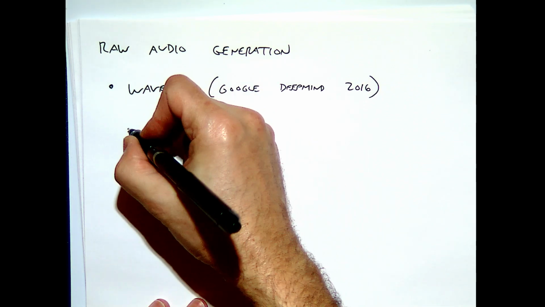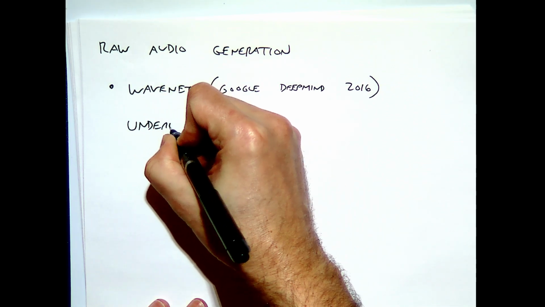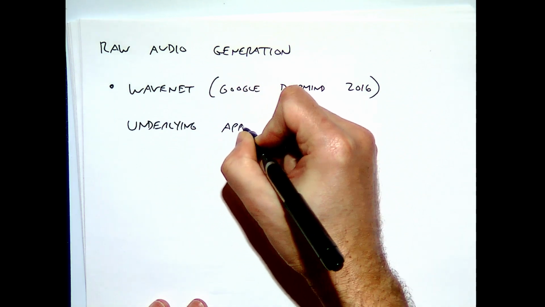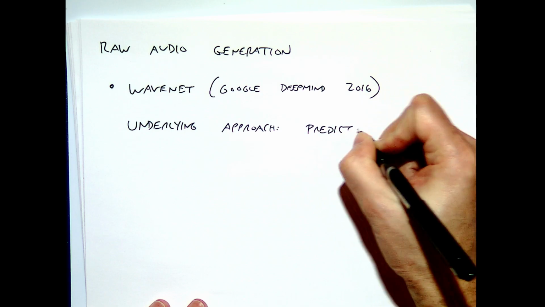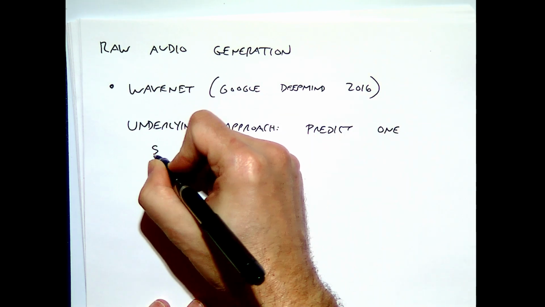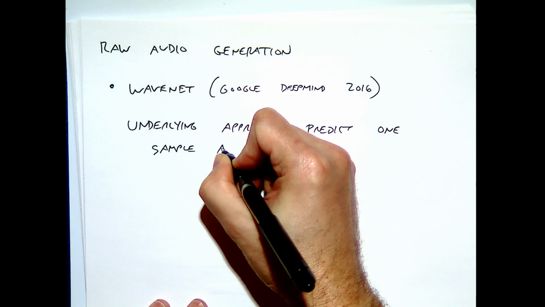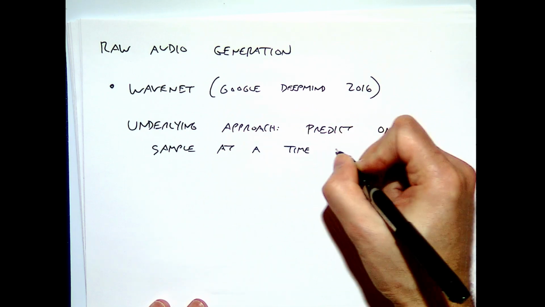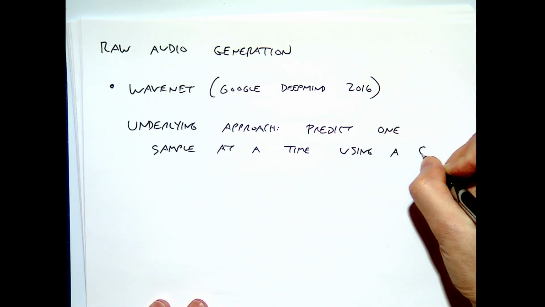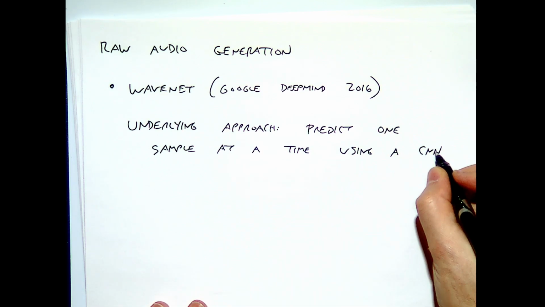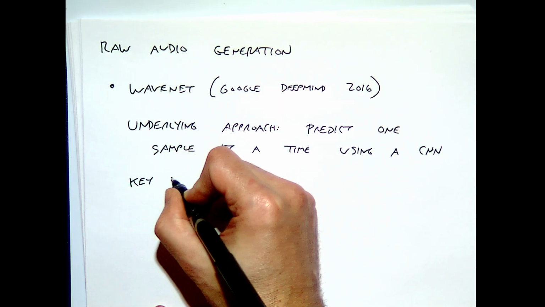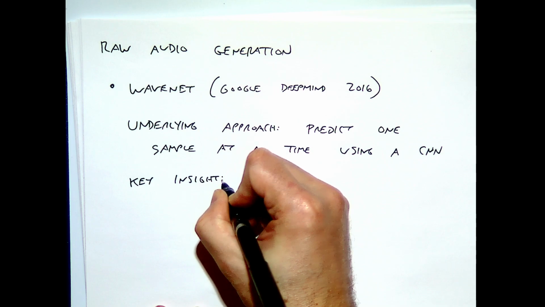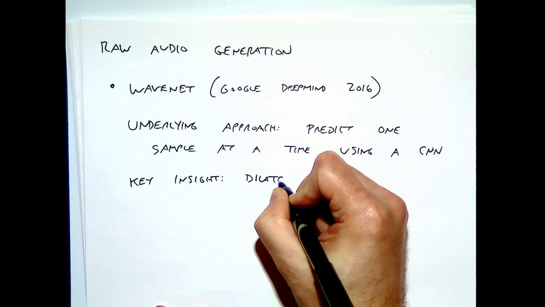So the underlying approach was to predict one sample at a time using a CNN. But again, thinking about the convolutions, the key insight was to use what are called dilated convolutions.